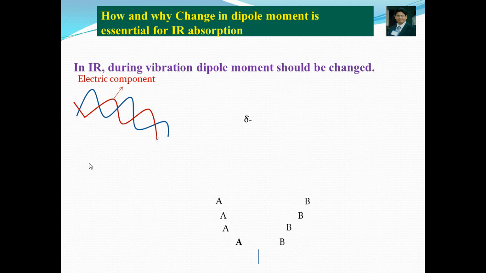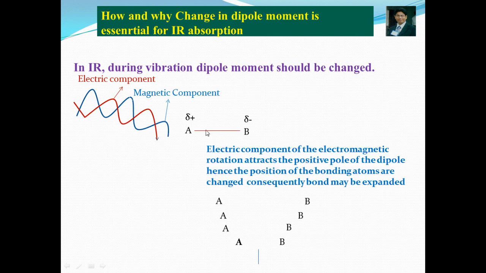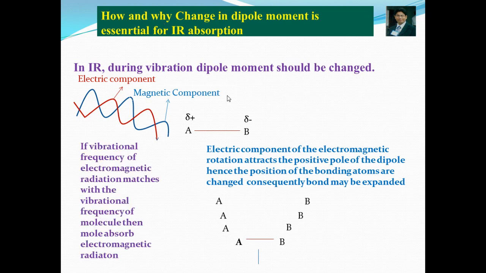Now this is from electromagnetic radiation. We know that electromagnetic radiation consists of two components, one is the electric component and the other is the magnetic component, and it interacts with the molecules. The electric component of the electromagnetic radiation attracts the positive pole of the dipole. Hence, the positions of the bonded atoms are changed. Consequently, the bond may be expanded. If the vibrational frequency of the electromagnetic radiation matches the vibrational frequency of the molecule, then the molecule absorbs electromagnetic radiation.